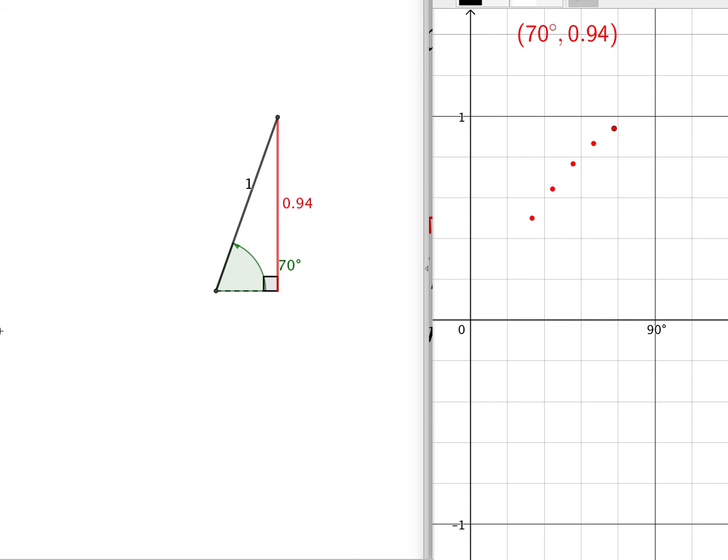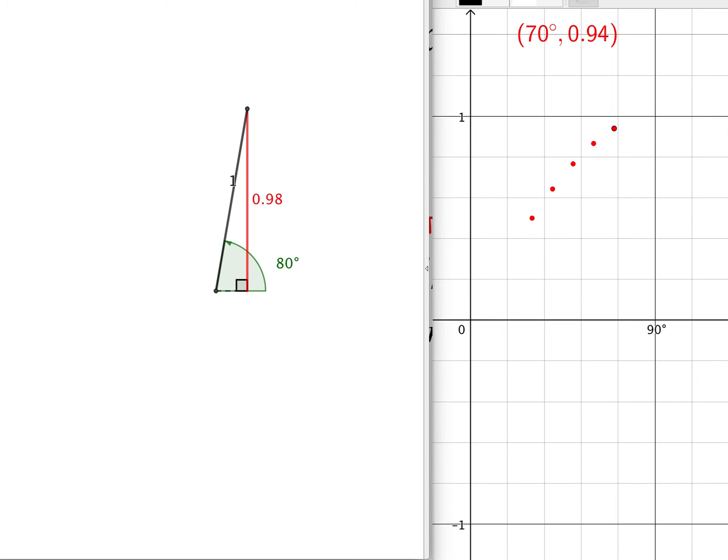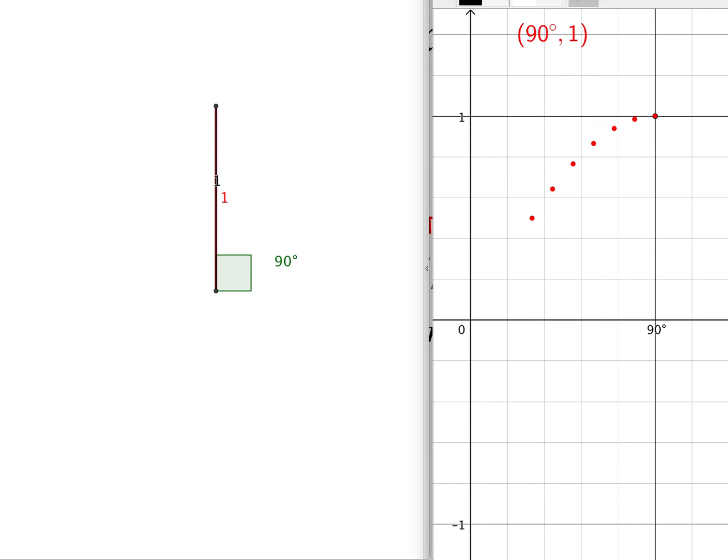So it's approaching, there's 0.98 at 80 degrees. Now when I get to 90 degrees, of course the triangle's disappeared because now the opposite and the hypotenuse are the same size, they're both 1 unit long. So the ratio there is 1. So at 90 degrees, 1 is plotted, although the triangle's disappeared.